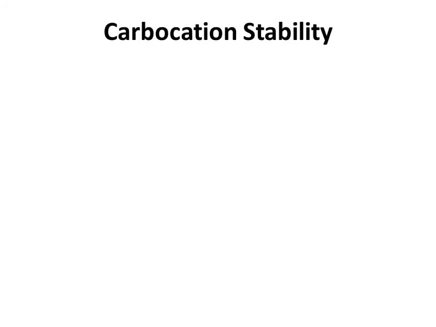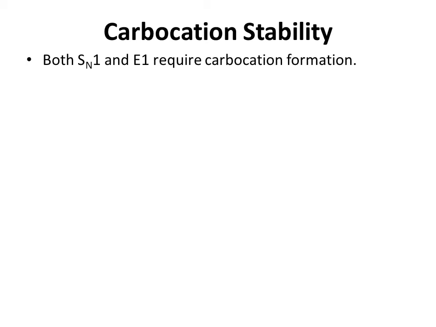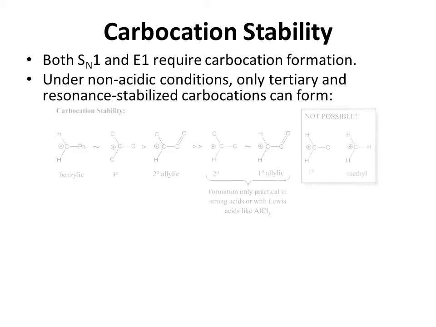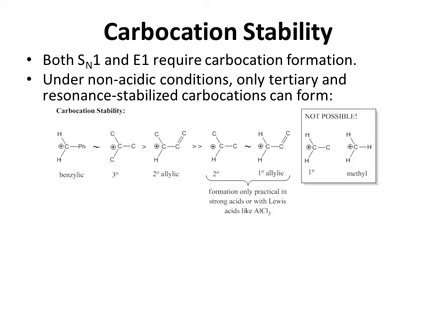To figure out how to form carbocations, we need to look at carbocation stability. Both SN1 and E1 reactions require carbocation formation. Under non-acidic conditions, only tertiary and resonance-stabilized carbocations can form. So let's look at the stability chart for carbocations. The benzylic carbocation, where we have a benzene ring attached to C+, is very stable. It's about as stable as a tertiary carbocation because of the resonance between that plus charge and the benzene ring.